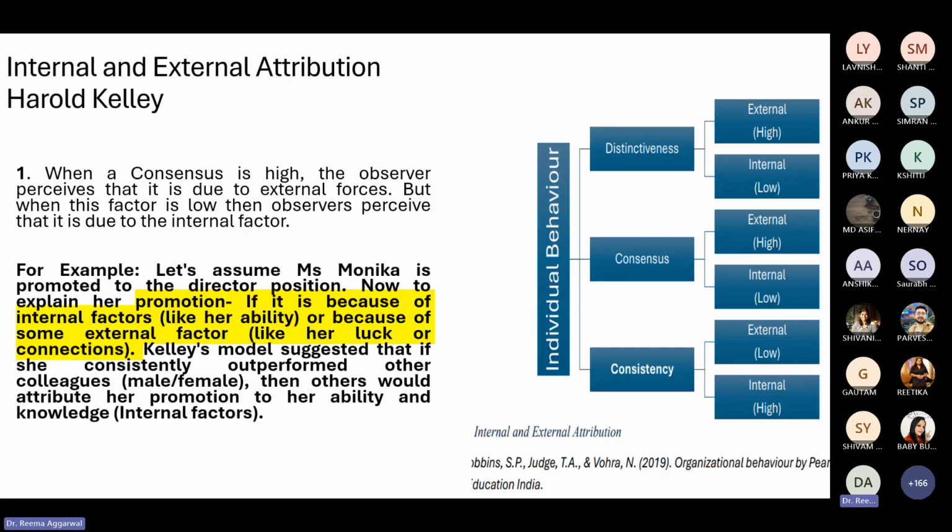First is consensus. Now for consensus we took an example: Monica is promoted to director position. Her colleagues are trying to explain her promotion, whether it is because of an internal factor like her ability or because of some external reason like luck or networking. So Kelley's model suggests that if she consistently outperformed other colleagues, then her promotion will be attributed to an internal factor.